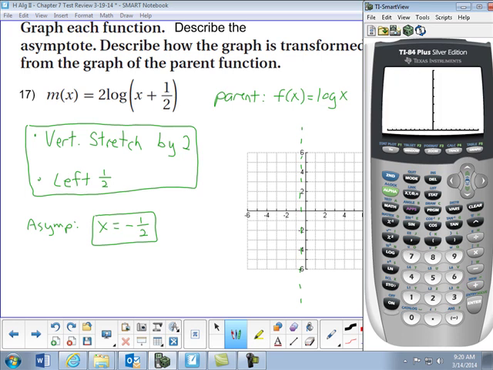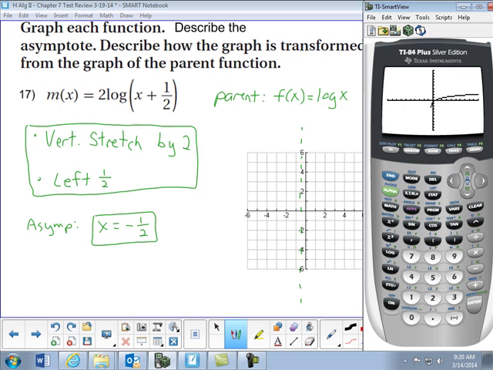Oh, I forgot to do zoom 6. Zoom 6. Okay. Now be careful. The graph does not stop here, and I will look for that. If you have a graph stopping, that tells me that you don't understand what's happening to this graph. What's happening is it's getting really close to negative 1/2, but it never gets there.